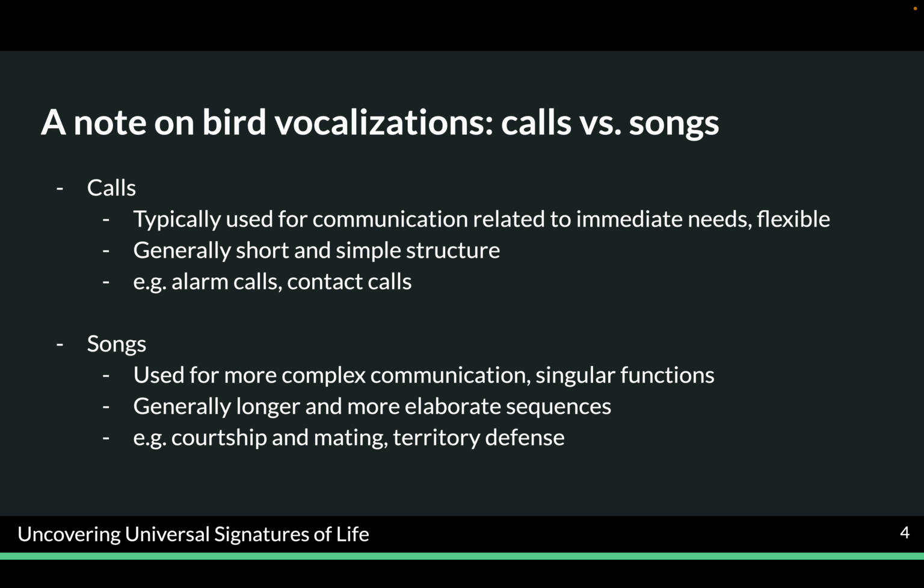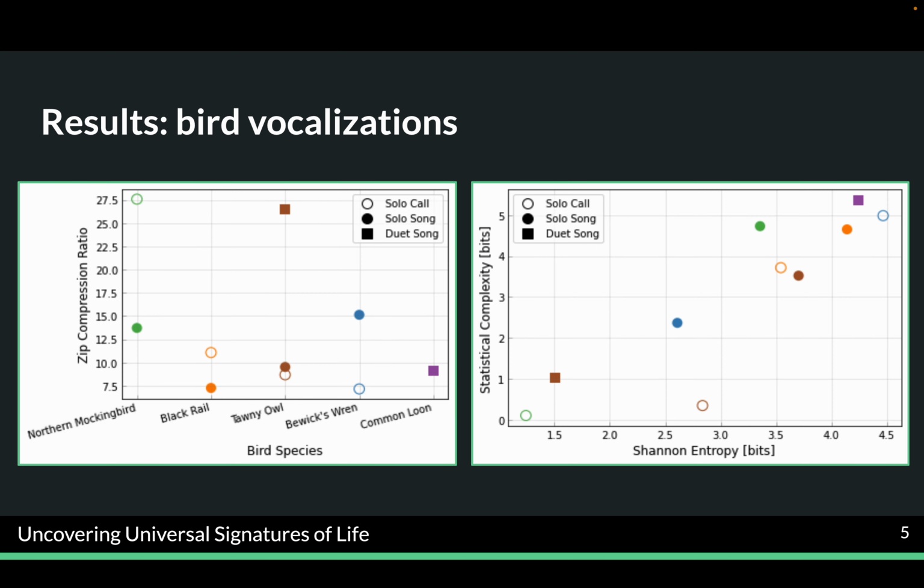I process time series data for 5 distinct bird species, including both calls and songs. Calls are typically simpler vocalizations, such as short notes or phrases used for immediate needs, such as warning nearby birds about danger. In contrast, songs are used for more complex communication, like courtship rituals, and they're often much longer, with a distinct structure and rhythm. Both calls and songs can either be vocalized by a single bird, which I've labeled as solo, or by a pair or group of birds, which I've denoted as duets.